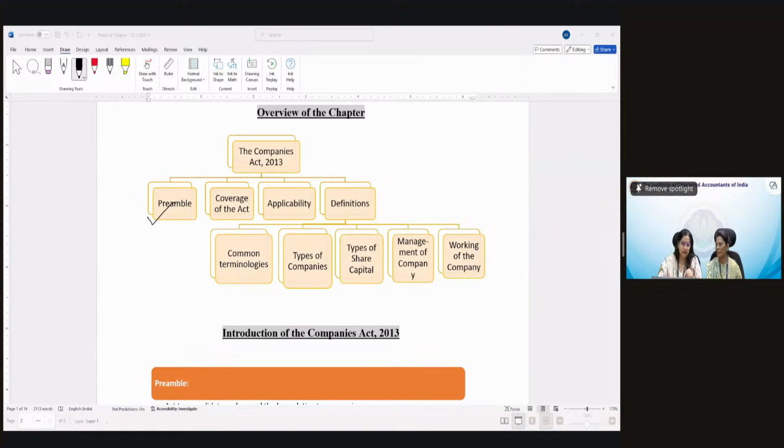Since an act is not formed in a day, it's a lot of work. Jaya knows how it is formed. Jaya, can you brief the students? Okay, got it. Jaya, would you like to explain to everyone so that I can unmute you?